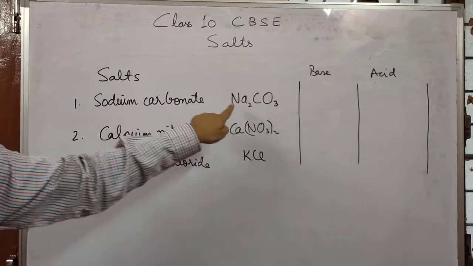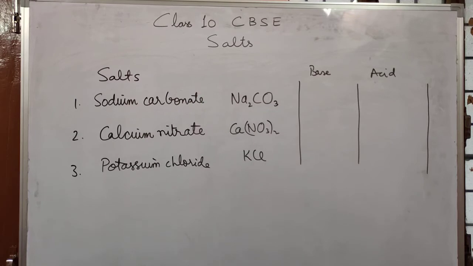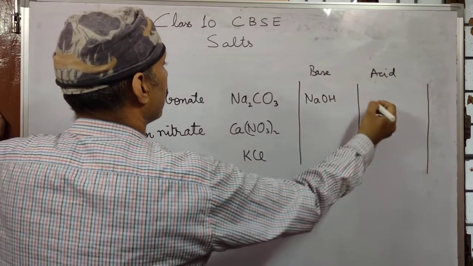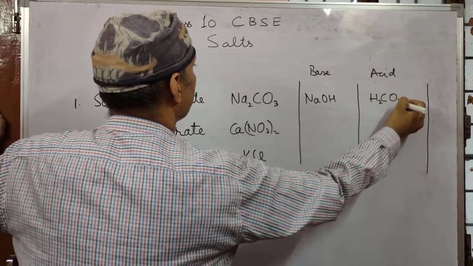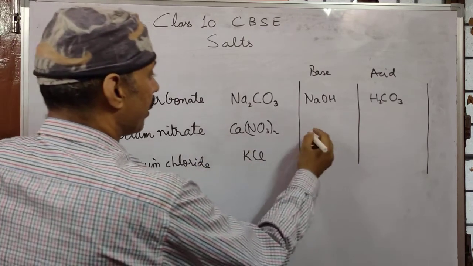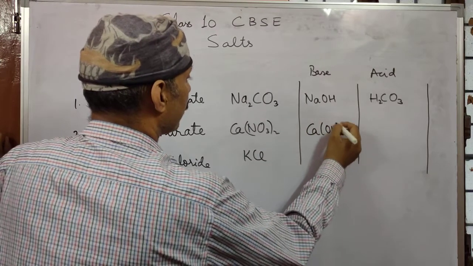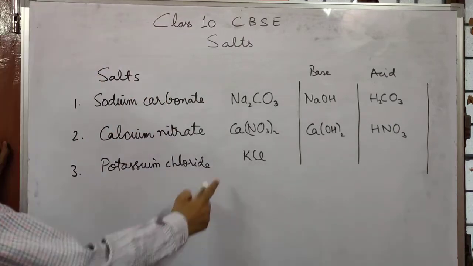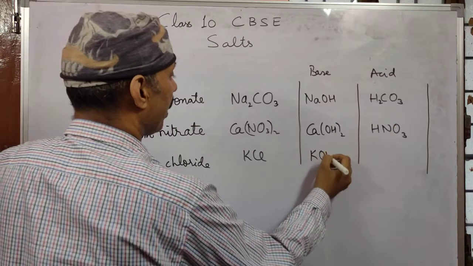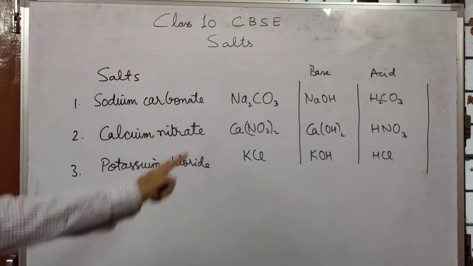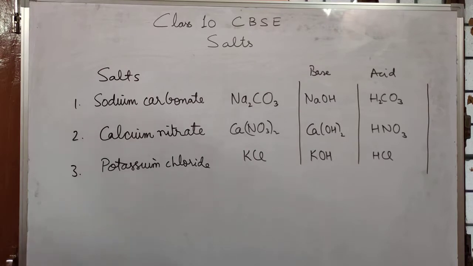So this Na2CO3 is coming from NaOH, and the acid is H2CO3, that is the carbonic acid. Now this calcium nitrate is coming from Ca(OH)2, and this is coming from the nitric acid. KCl is coming from the base KOH, and the chloride ion is coming from an acid.